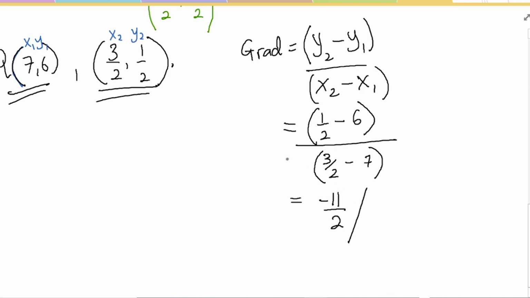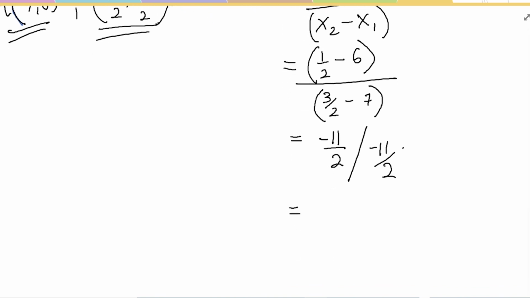Divide that by what is 3 over 2 minus 7. 3 over 2 minus 7 is also going to give us -11 over 2. And of course, when we divide those two, what do we end up with? When we divide those two, we end up with 1. Now somebody in the comments will ask me, where does the 1 come from? Let me go slowly.